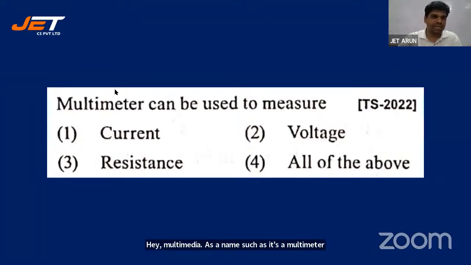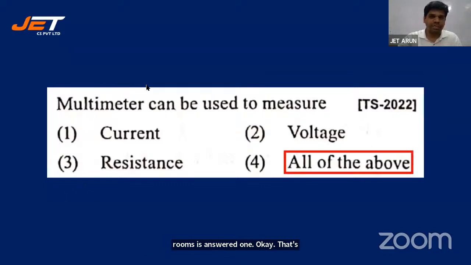Okay, a consistent response again. One of the students has answered 1. Let's look at the key. It's all of the above, students. Because a multimeter can measure, in different modes, current, voltage, and resistance. It can measure all 3. All right, it's a multimeter, multifunction.